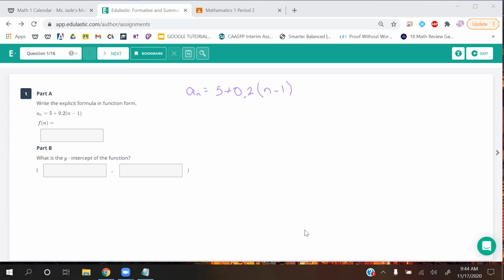Okay, so when you are rewriting this in function form, you want to take the 0.2 or whatever number is outside of your parentheses, and you want to distribute it by multiplying it to everything inside the parentheses. So we have a sub n is equal to 5 plus 0.2 times n is just 0.2n, and then 0.2 times negative 1 would be minus 0.2. So all I did now was distribute everything to the inside of the parentheses.